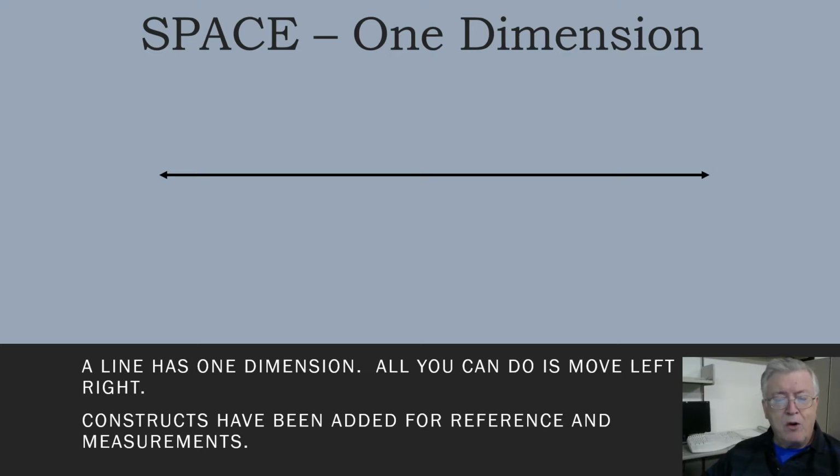The 0 is a reference point. Could be anywhere along the line. Just stick one on there. To the right of the 0 point is positive numbers. To the left of the 0 point is negative numbers. Hopefully you've all seen this and you have some idea of what a single dimension looks like.